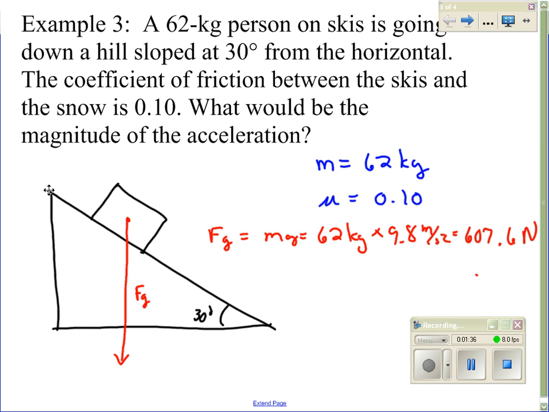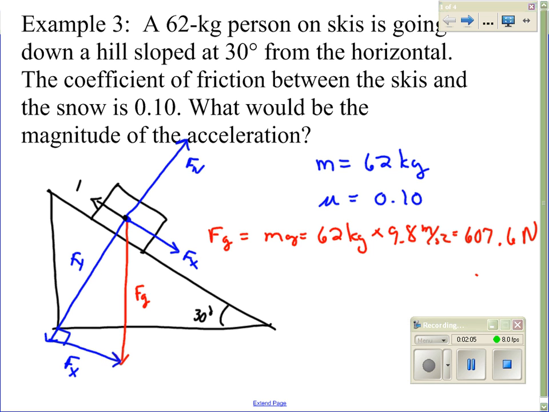Now, perpendicular to the incline, I have my y component, which is equal in magnitude to my normal force. And my x is parallel to the incline. Remember, my right triangle is right there. That's Fx. And this time we have friction. So in the backwards direction we have frictional force.